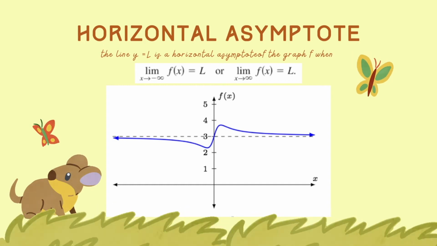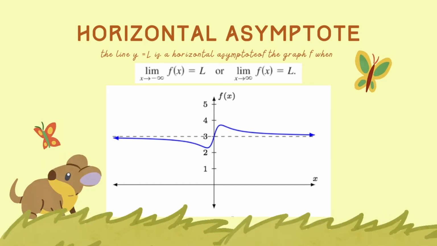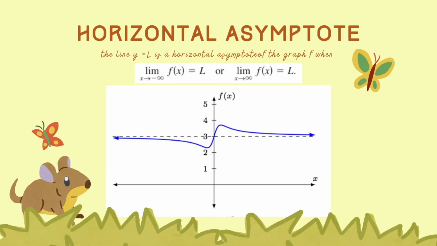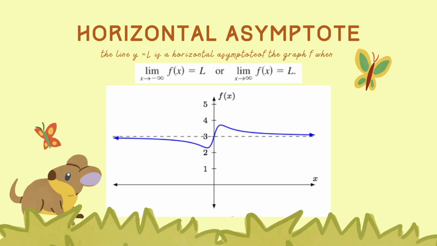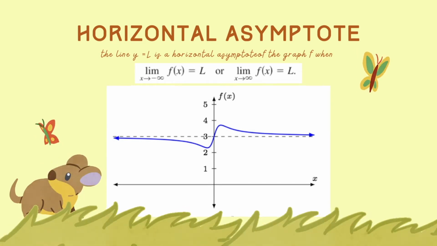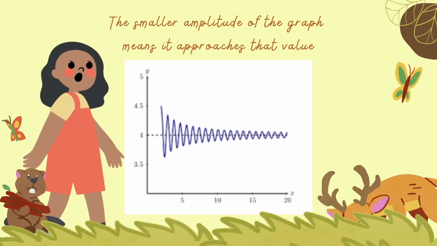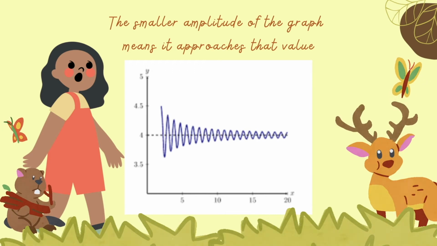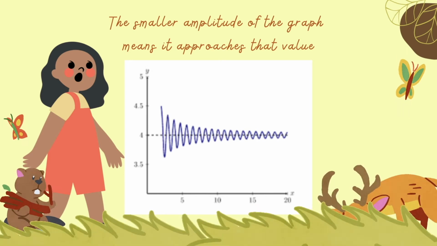So what's the definition of horizontal asymptote? The line y equals L is a horizontal asymptote of the graph of f when the limit of f of x as x approaches negative infinity or positive infinity equals L. From this picture, the amplitude of the graph is getting smaller, meaning that it is approaching a specific y value.